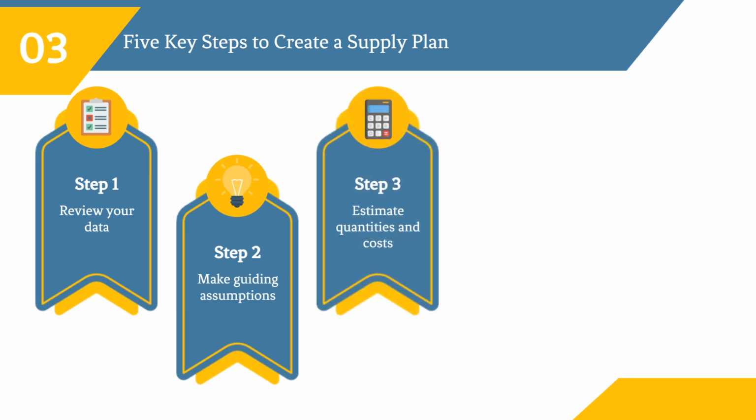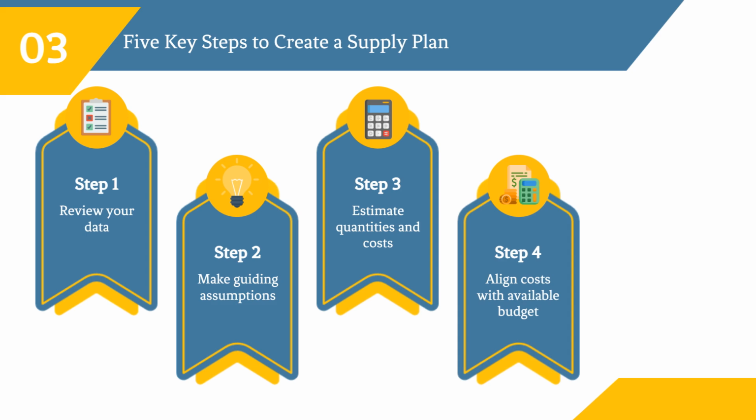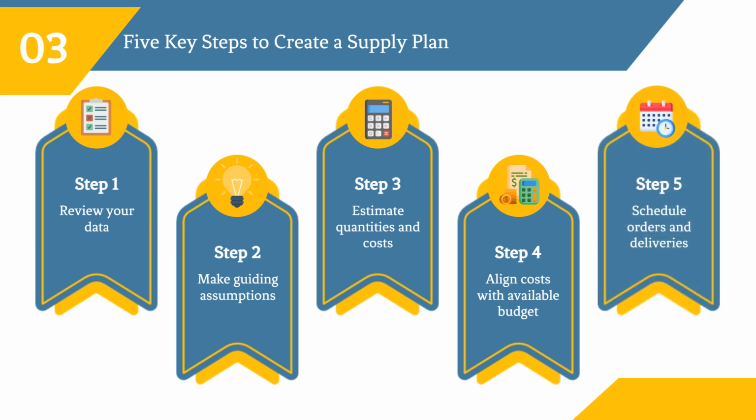3. Determine how much of each item is needed and estimate the cost. 4. Check if the costs align with the available budget. 5. Create a schedule for ordering and receiving the products. These steps will help organize the inventory at the warehouse and service delivery points effectively.